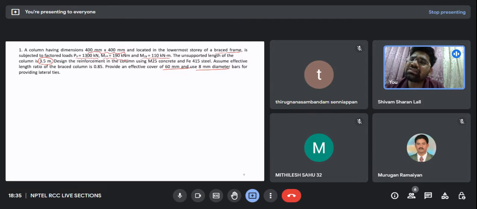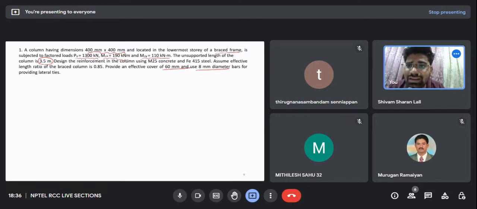So what is the very first step? Anyone? I know I have to design this column for a load and biaxial moments. This I can interpret from this question. What else do I need to know before starting my design? What checks will I have to do before initiating the design? Anyone?